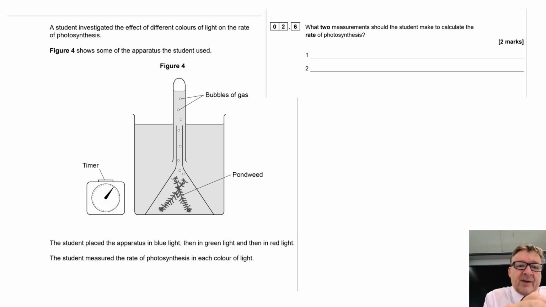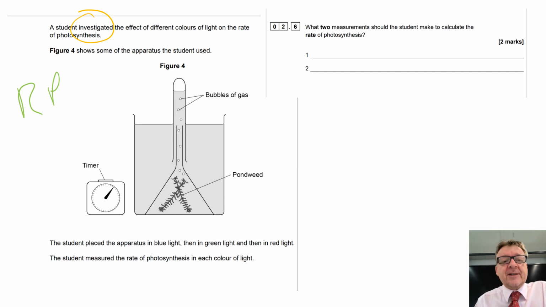Oh, here we go, investigate. Okay, I love it when it says investigate because I know full well I am going to be talking about a required practical. A student investigated the effect of different colours of light. Oh, different colours of light. We did different distances. So they're trying to catch things out a little bit here. So we're talking about colour of light on the rate of photosynthesis.